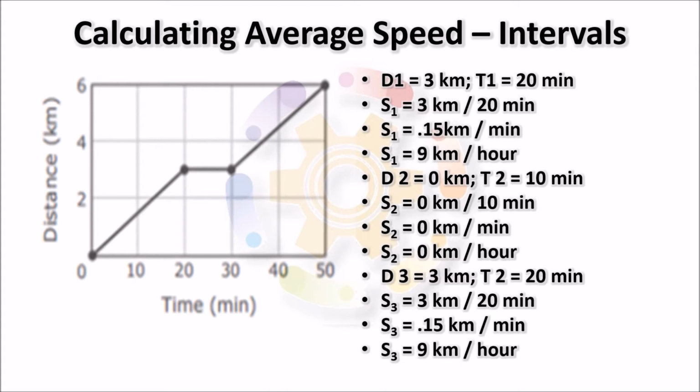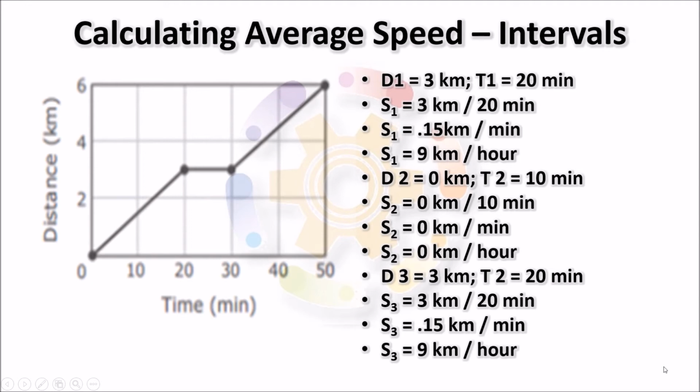Our third interval is 3 kilometers. Time is 20 minutes. And so, it looks very similar to our first interval. Now, what I want you to notice is the angle of the first interval and the second interval. You notice that they're very, very similar in their angles. And that makes sense considering their speed is the same.